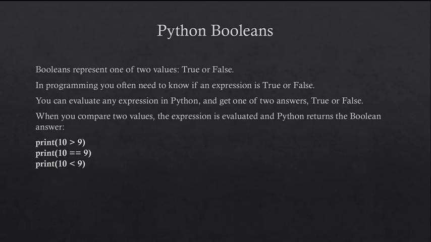We have Python Booleans. They represent one of two values, true or false. In programming, we often need to know if an expression is true or false. We can evaluate any expression in Python and get one of two answers, true or false. When we compare two values, the expression is evaluated and Python returns the Boolean answer. In the first statement, it will be true, the second false, and the third false.